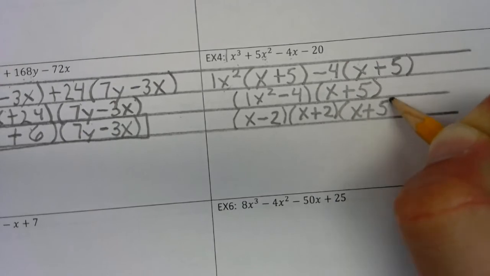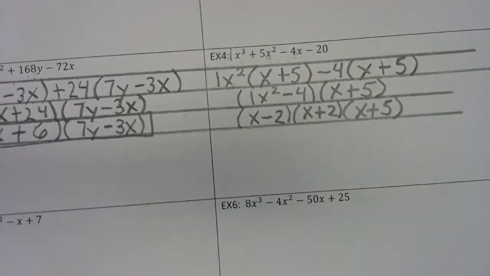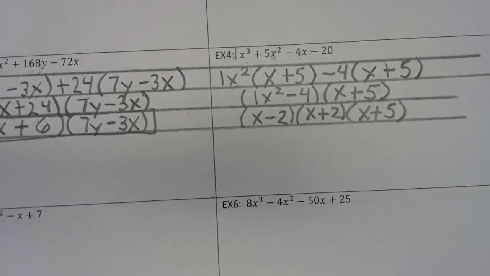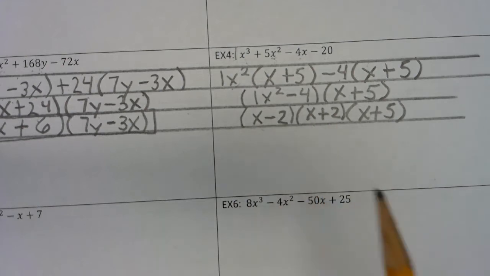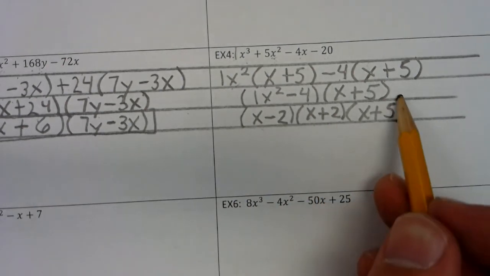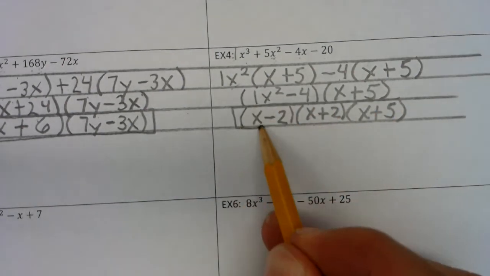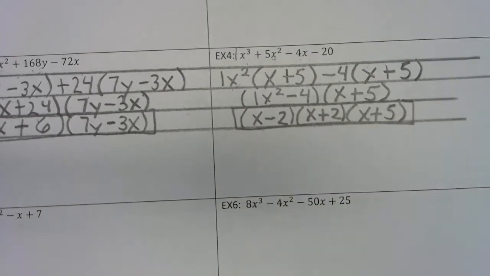Now, if you were like, whoa, what did you just do? Put a little note, and I'll show you in class why x squared minus 4 is x minus 2 times x plus 2. Otherwise, let's move on to example 5.